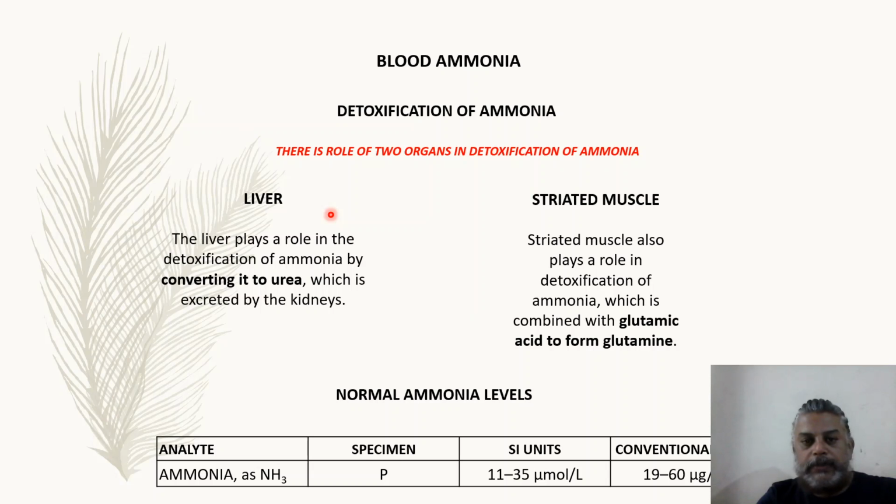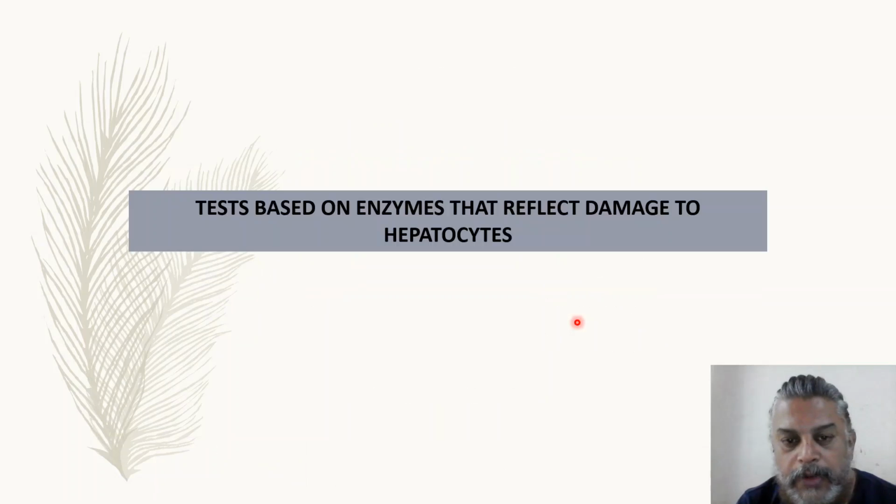Ammonia in the blood is usually detoxified in the liver and converted to urea, and in the striated muscle this ammonia is converted to glutamic acid to form glutamine. It is not very specific to say that this ammonia causes hepatic encephalopathy, but of course in all hepatic encephalopathy patients the level of ammonia is raised from the normal level.